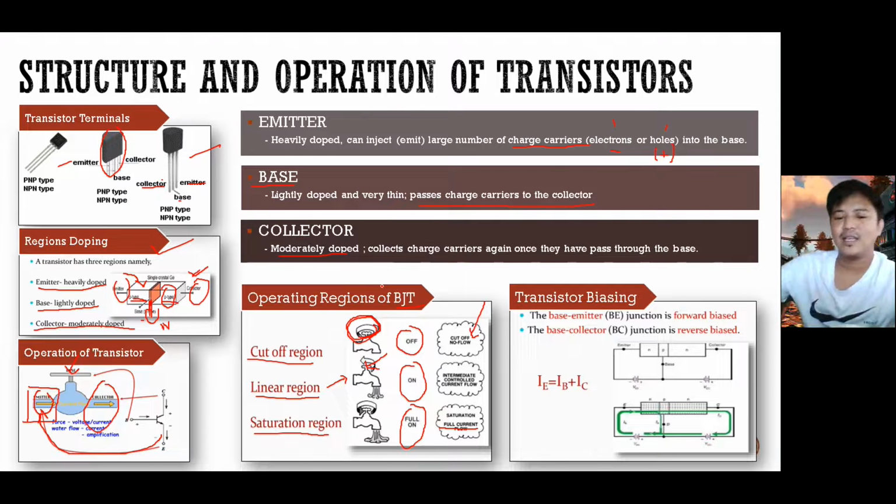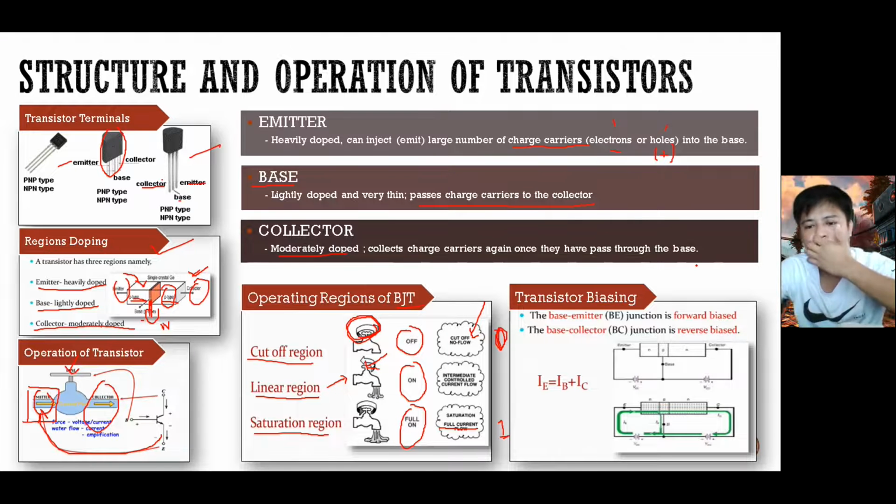So basically, these are the regions that we have here. So cutoff region, in terms of digital output, it functions as 0. Then linear region, it is a variable condition, kumbaga not fully determined. Then lastly, saturation region which is equal to 1, or lagi lang siyang buhay.